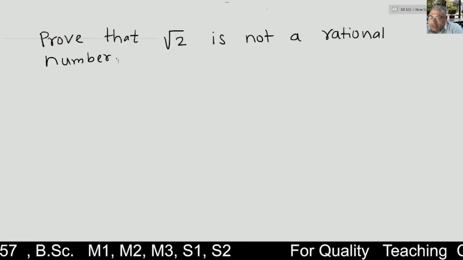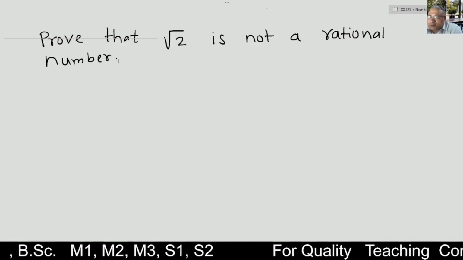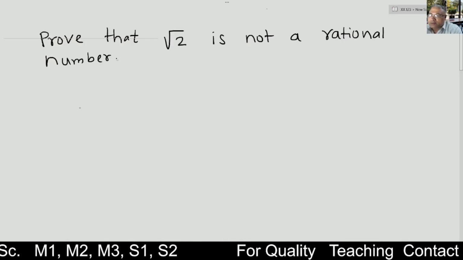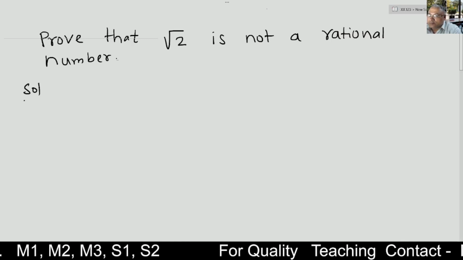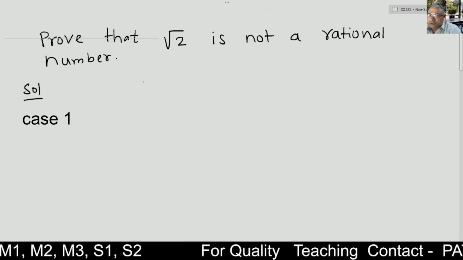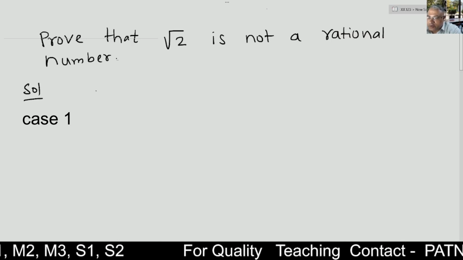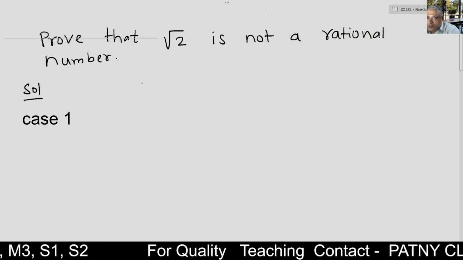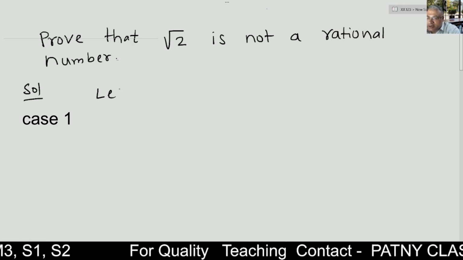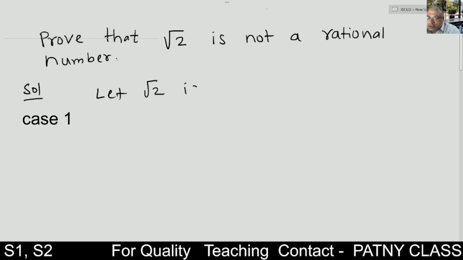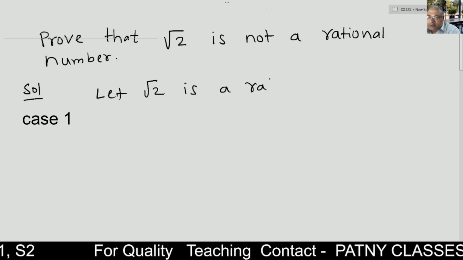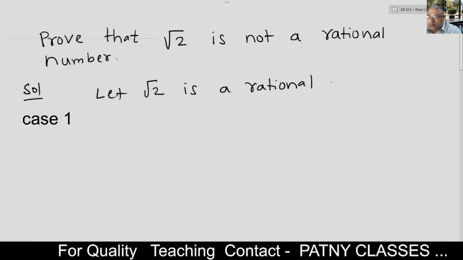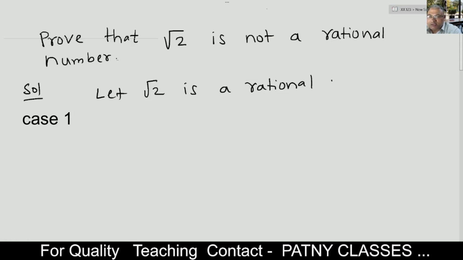Now I am taking the next question, and that is: prove that root 2 is not a rational number. Solution: root 2 is not a rational number. We will go against the statement, opposite to the statement, and I say that let root 2 be a rational number. They wanted to prove it is not a rational number, but I am assuming let root 2 be a rational number.